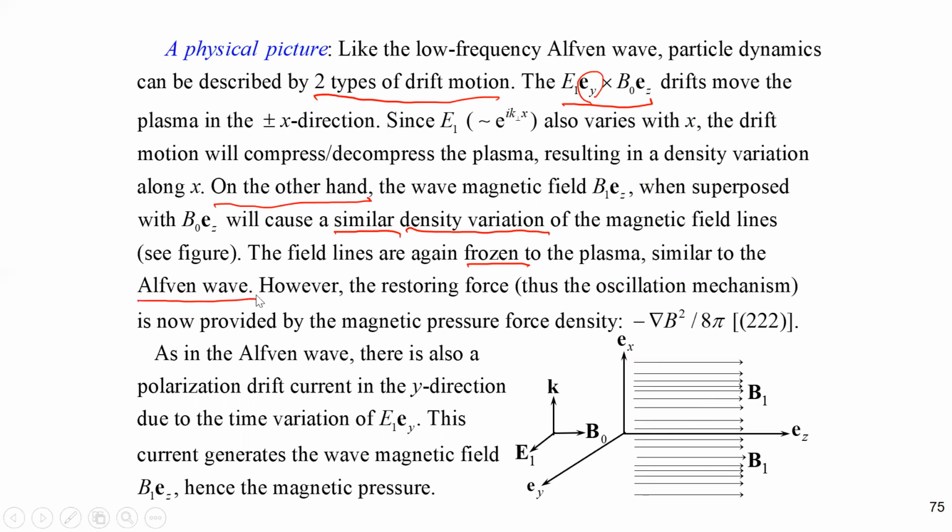Okay, so the magnetosonic wave is very similar in many properties. However, the restoring force, thus the oscillation mechanism, is now provided by the magnetic pressure force density, this one. As in the Alfvén wave, there is also a polarization drift current in the y direction due to the time variation of E1, Ey. This current generates the wave magnetic field, hence the magnetic pressure.